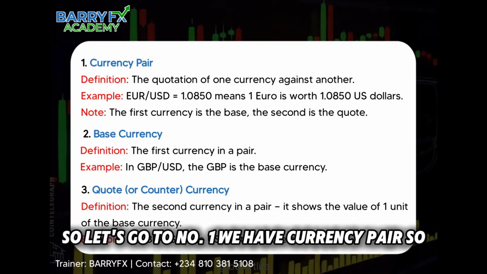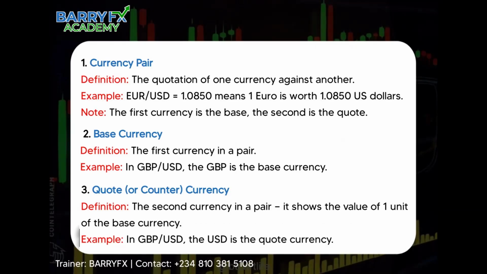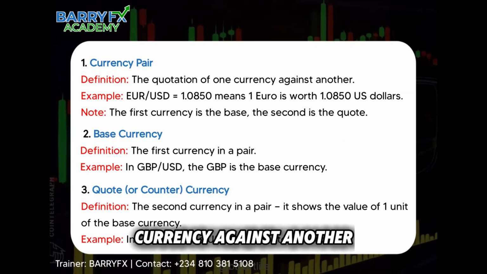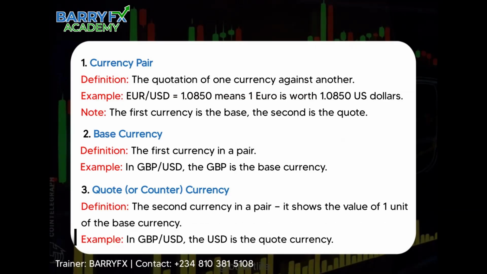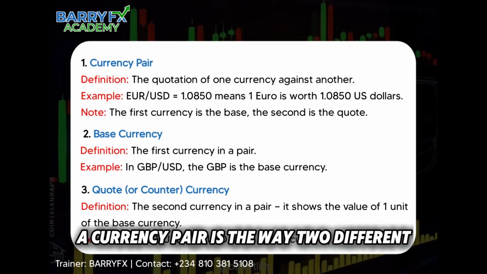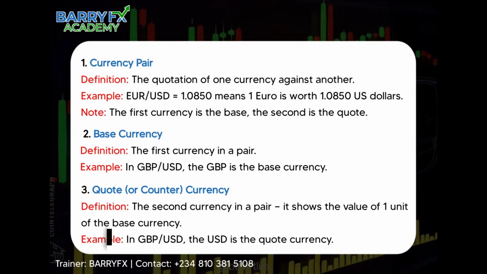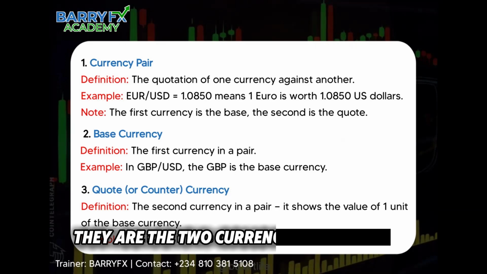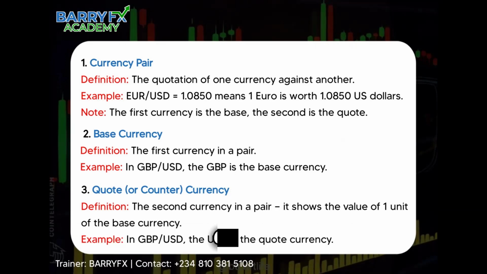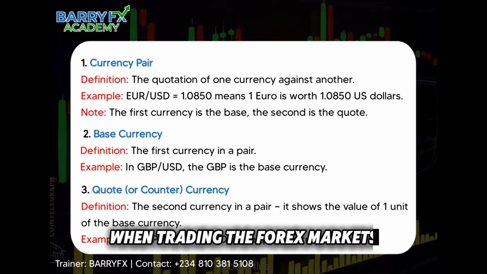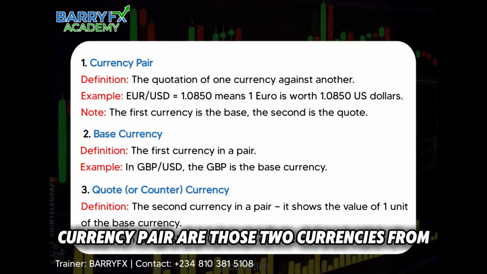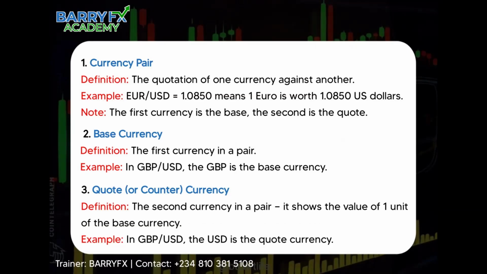We have currency pair. What is a currency pair? A currency pair is a quotation of one currency against another. It is the way two different currencies are quoted when traded in the forex market. Currency pairs are two currencies from two different countries.